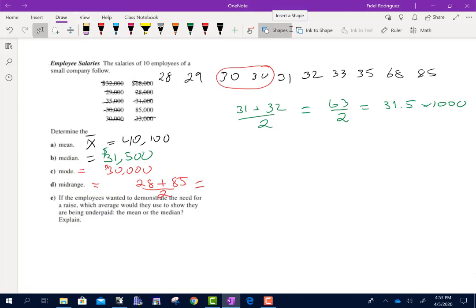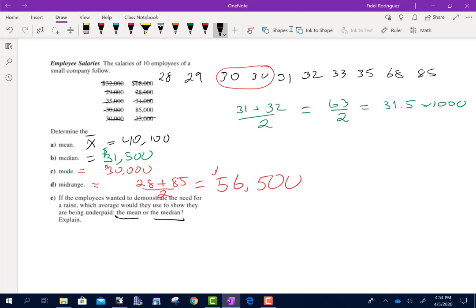So 56,500 is our mid-range. Okay, now there's a part E, and part E says if the employees wanted to demonstrate the need for a raise, which average would they use to show that they're being underpaid? So if they were going to show an average, guys, and it's telling me to be very specific, I'm going to choose between the mean and the median.